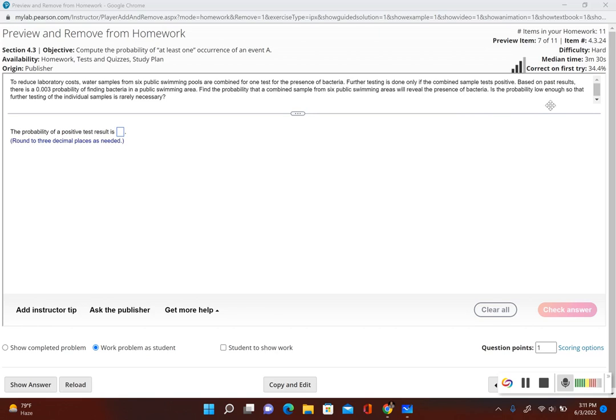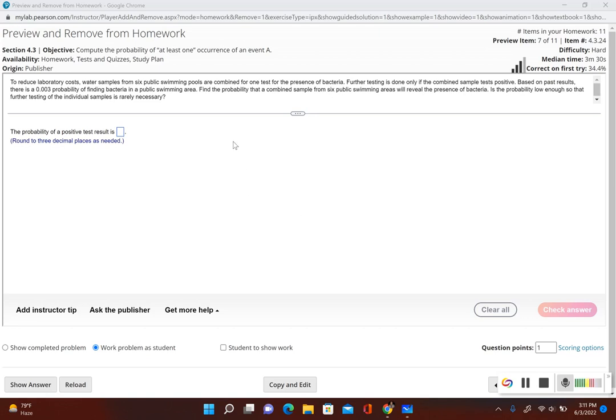Is the probability low enough so that further testing of individual samples is rarely necessary? So over here, we're trying to find the probability of at least one testing positive. Since we're trying to find the probability of at least one, first thing we have to do is find out the probability of the complement, which would be the probability of none of them testing positive, meaning that they're all negative. And then we'll go ahead and subtract that result from 1. That will give us the probability of at least 1.